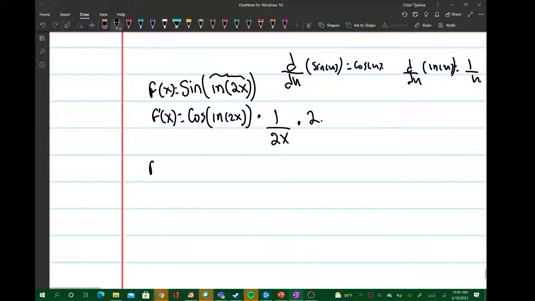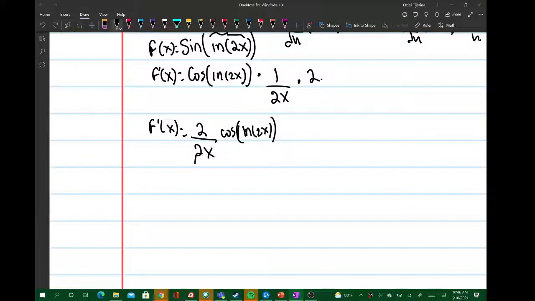So then f prime of x is equal to 2 over 2x cosine of the natural log of 2x. Cancel this out, so f prime of x is equal to the cosine of the natural log of 2x all over x.